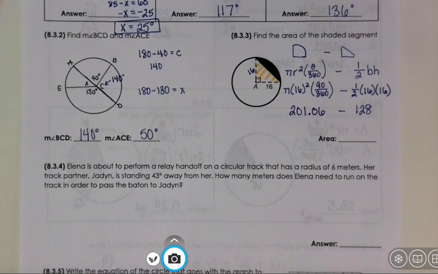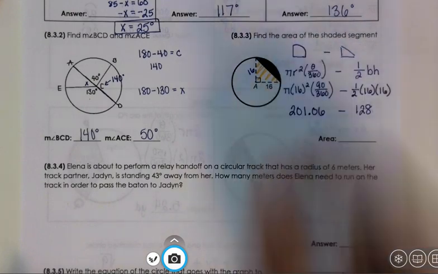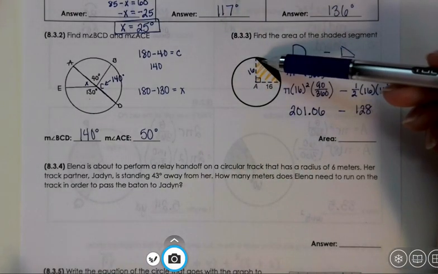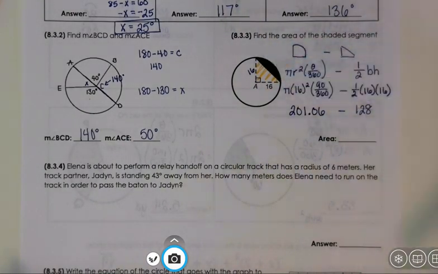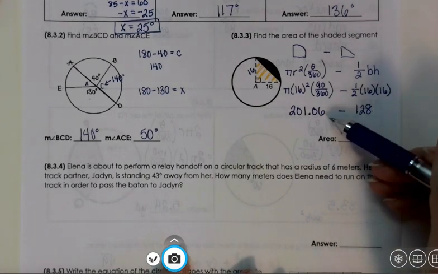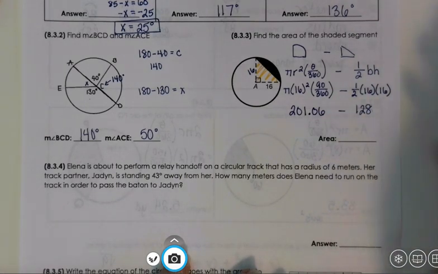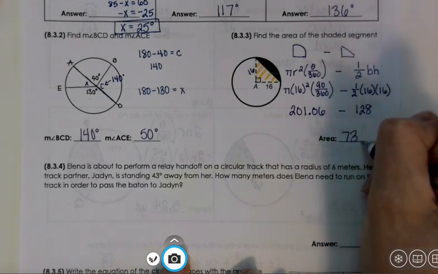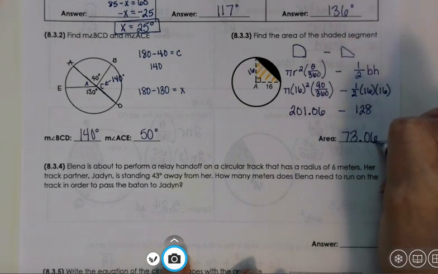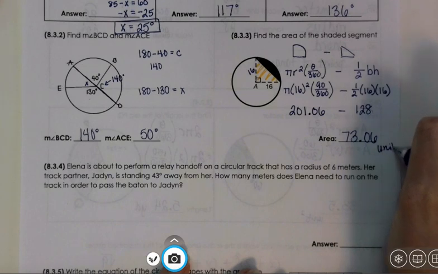So now I just want to subtract those two numbers because I'm taking my triangle out. So I just have the area of that shaded segment or piece left over. So 201.06 minus 128 gives me an area of 73.06, and that would be units squared.